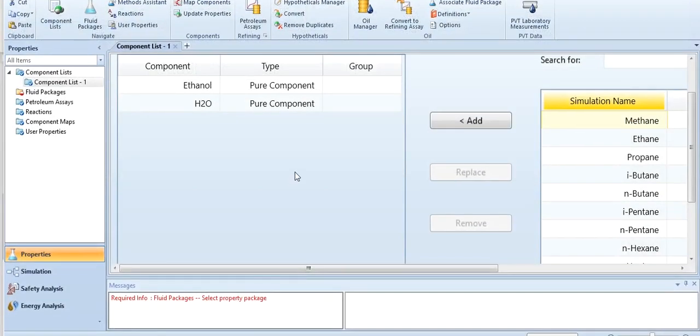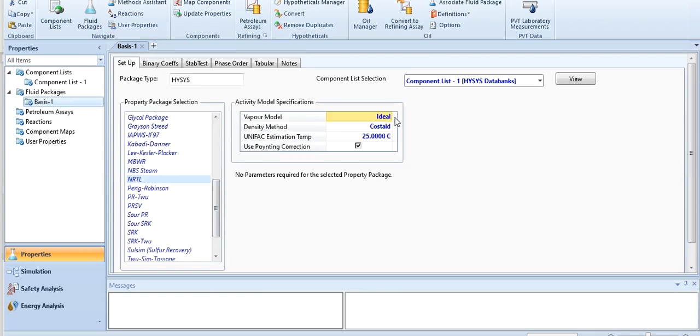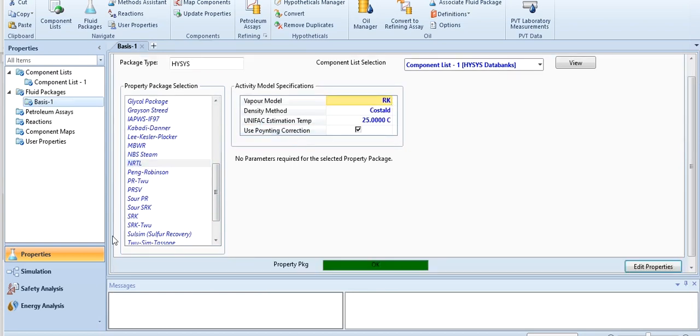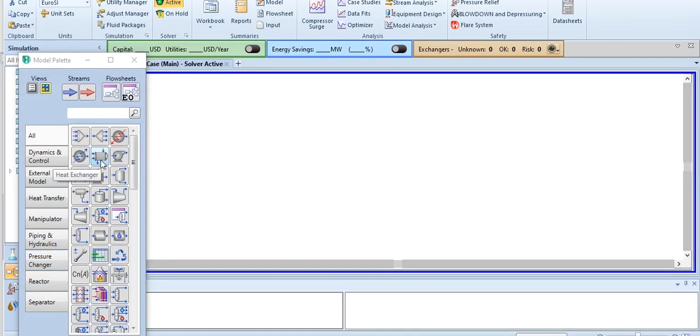As we know, we have been given ethanol and water, which I have already added in the system. Now what will be the fluid package? We have already discussed that it's a chemical system and a low pressure system. So in this simulation I will choose NRTL with the vapor model as RK. Going to the simulation, this heat exchanger is placed in the second row at second number. This is the heat exchanger. You can also search for it here as well.